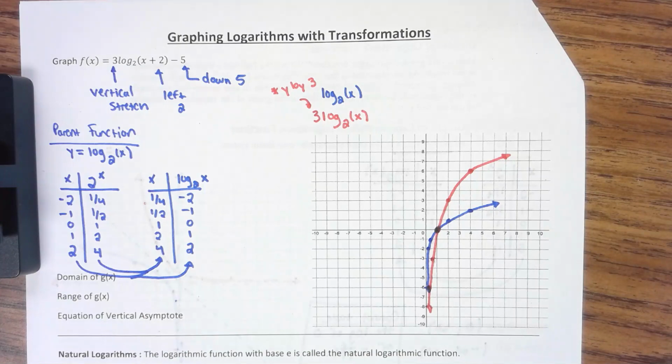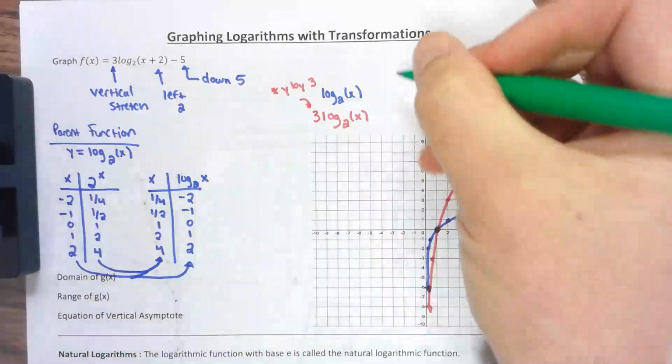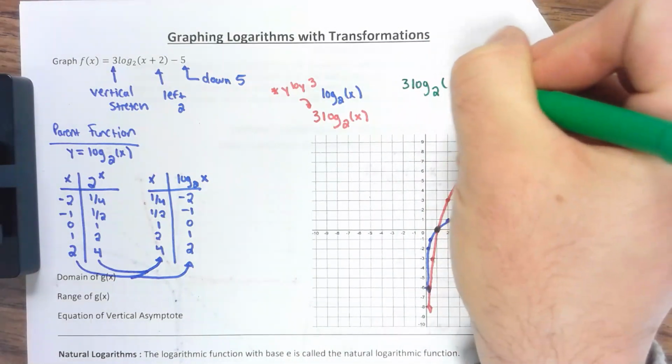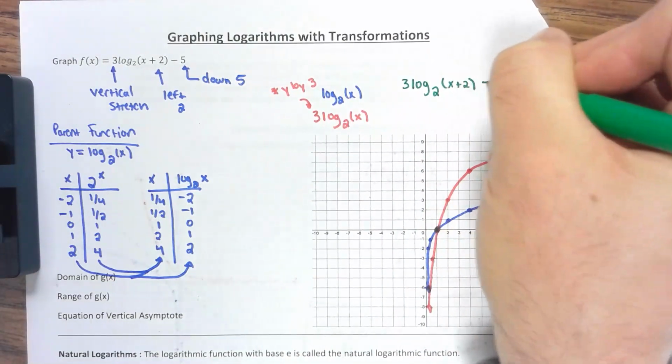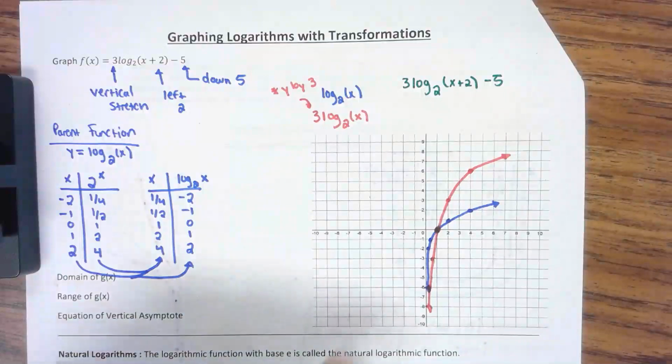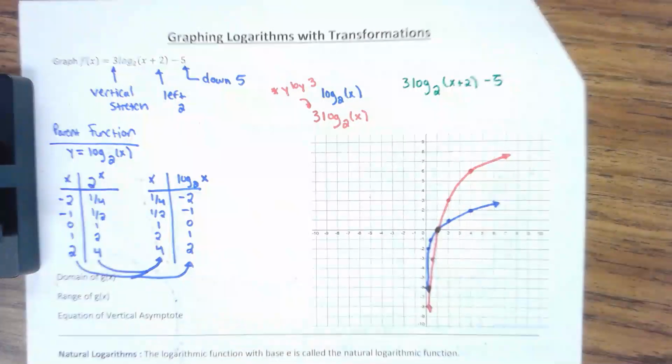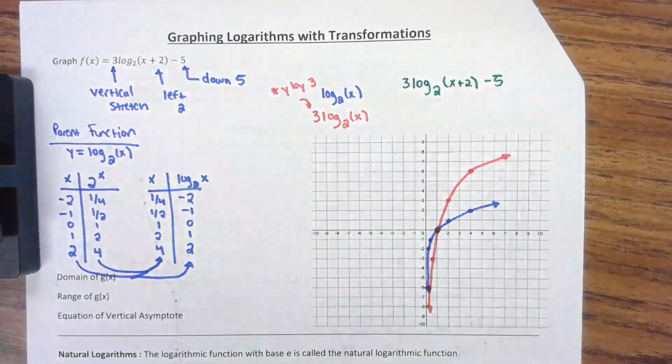And then after applying the vertical stretch, now we can go ahead and apply all the horizontal and vertical shifts. So the last thing we're going to do is graph 3 log base 2 of x plus 2, minus 5. Basically, I'm going to take each point, shift it left 2 and down 5, and that'll come up with the function we're trying to graph.